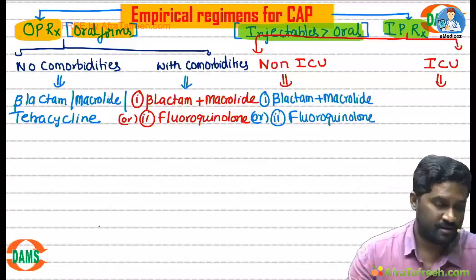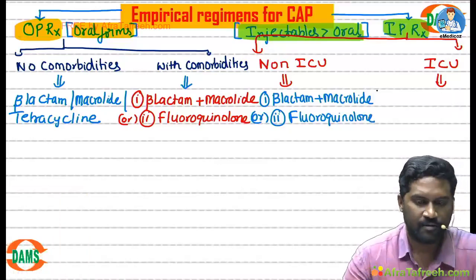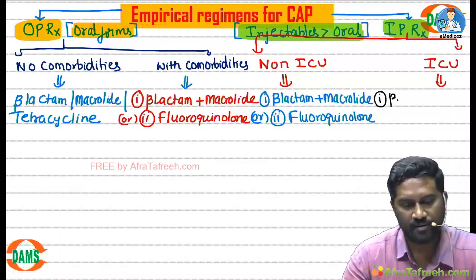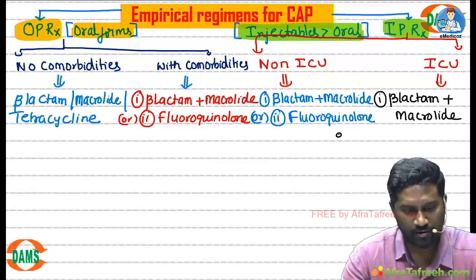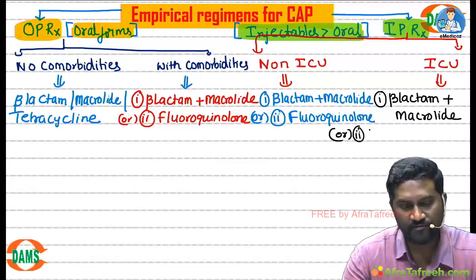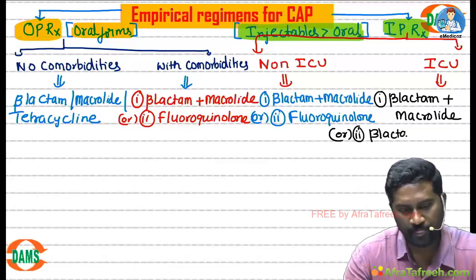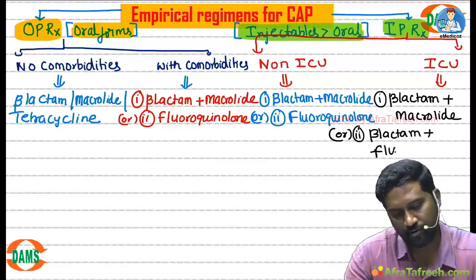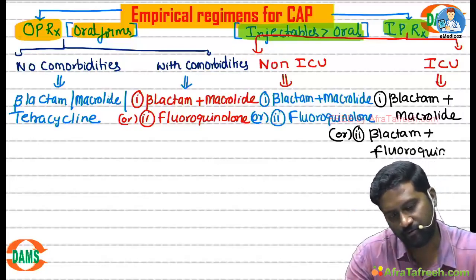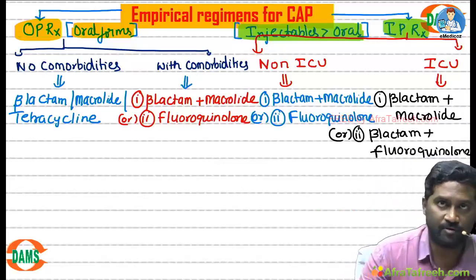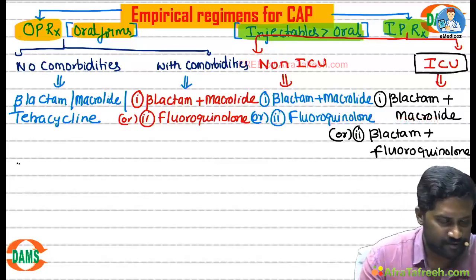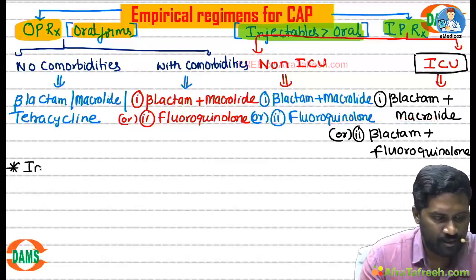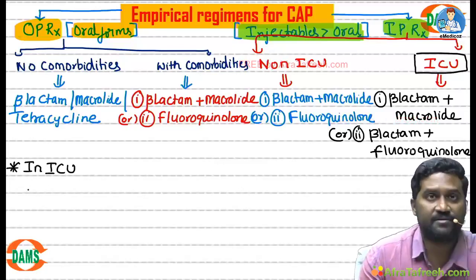Now, if the patient is admitted in ICU, the first preferred will be beta-lactam with macrolide, or the second preferred is beta-lactam with fluoroquinolone. Now, if the patient is in ICU, there are few special considerations.